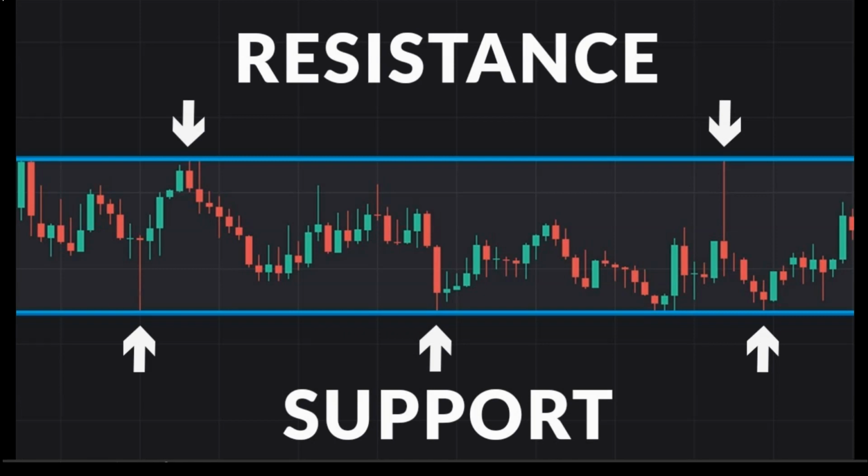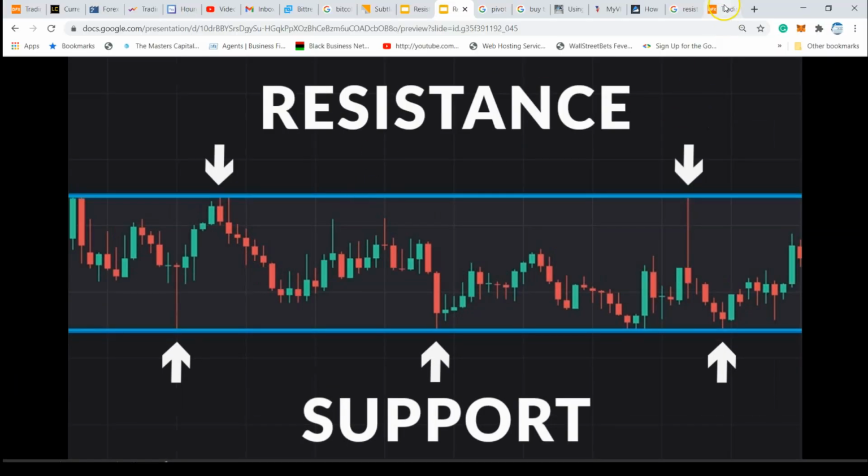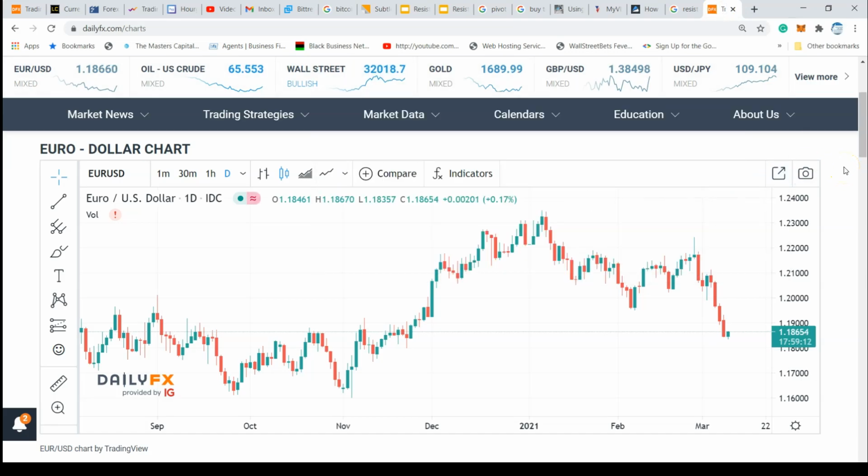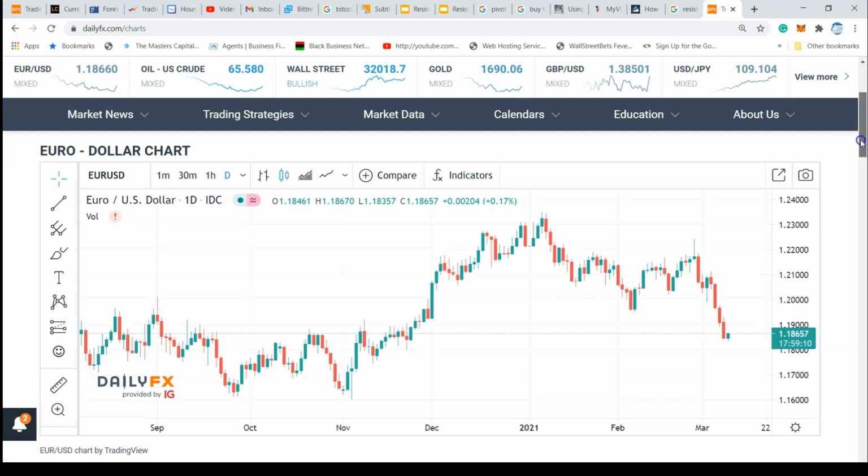Now let me show you guys something live right here. I want to show you guys a chart. And this is a chart. This is called dailyfx.com charts. And we're looking at the euro versus the dollar. So now right here, what are we looking at? This is an upward trend. Do you see how it's going up? Now right here, between this time right here, this is called consolidation. It's going up, down, up, down, up, down. There's no real trend, but you can see a trend right here.